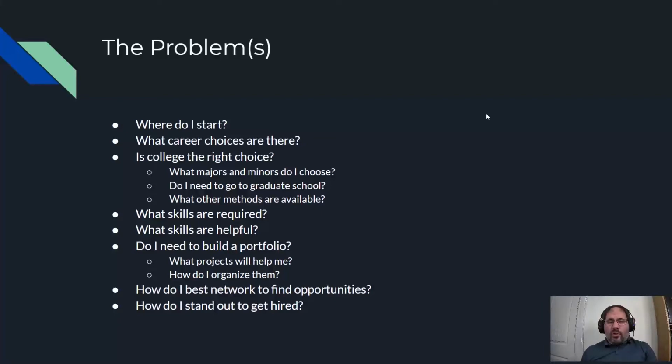What projects will help you the most? How do you organize them? How do you network to find good opportunities? It helps if you know people. It gets your foot in the door. It can give you so many opportunities. Highly recommended. How do you stand out in order to get hired into the field? Because even though there aren't enough people to fill the AI roles or data science roles that exist, it's still hard to stand out. It honestly is. So I'm hoping to help you with that and to give you some basic advice.